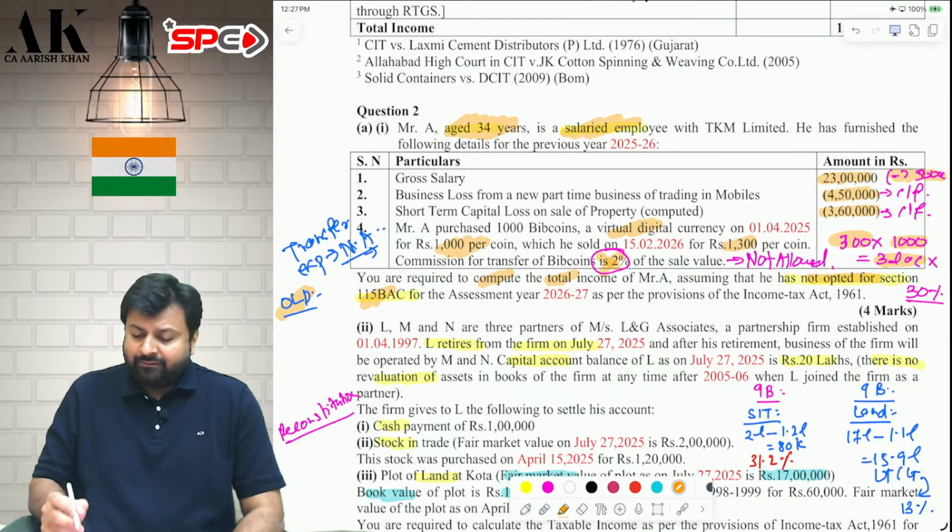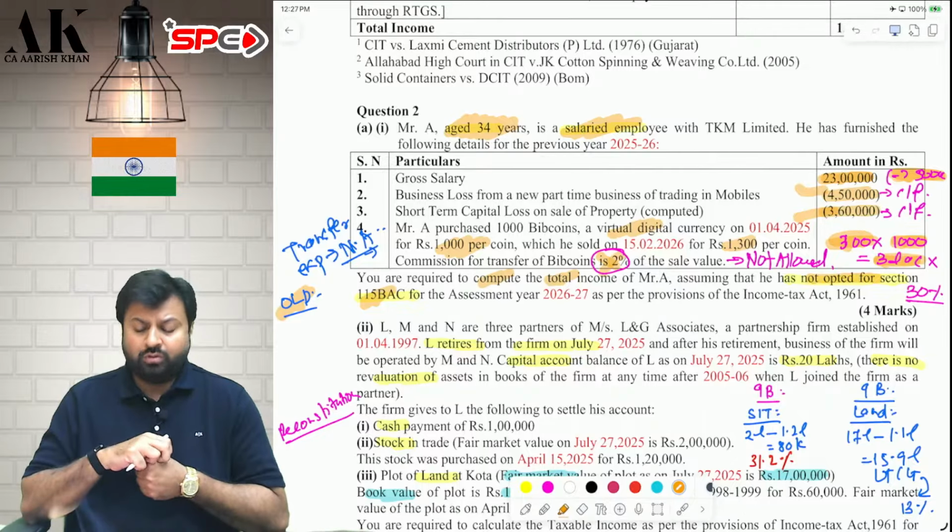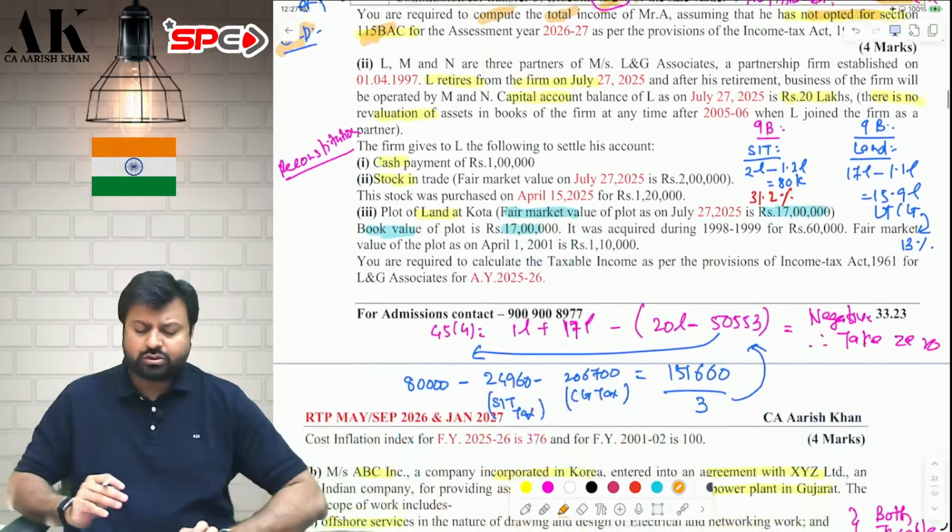So the ultimate income will be 23 lakhs minus 50,000. The rest, the two losses, carry forward, and this will be considered taxable at flat 30%. I hope it is clear to all of you. Okay. Now the next question is a beautiful question.